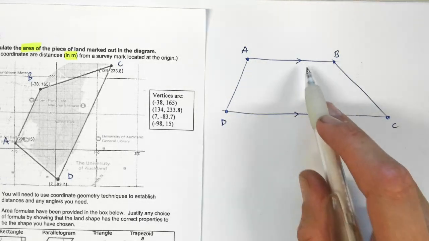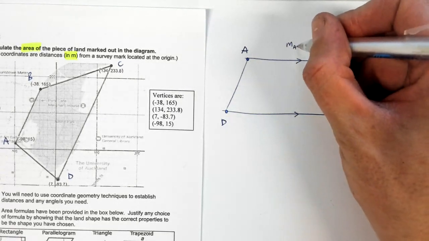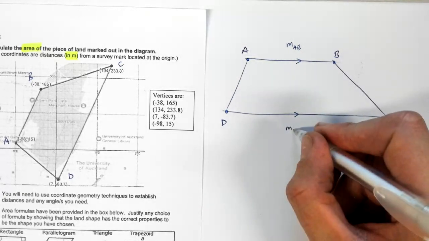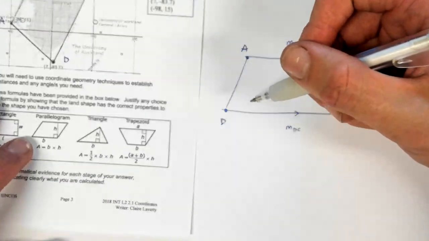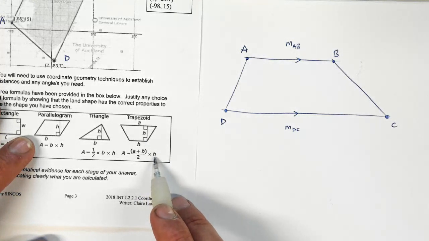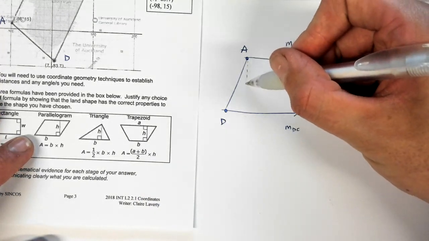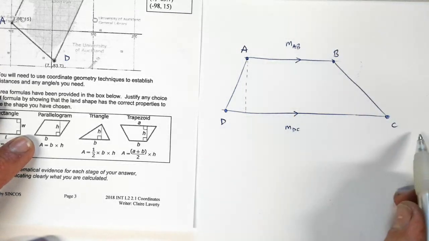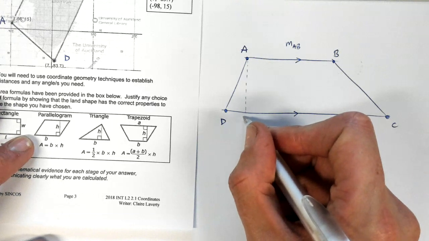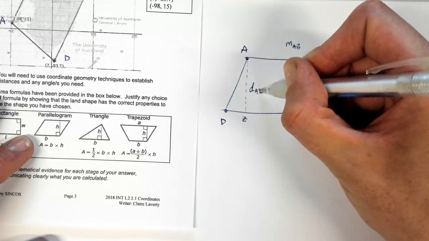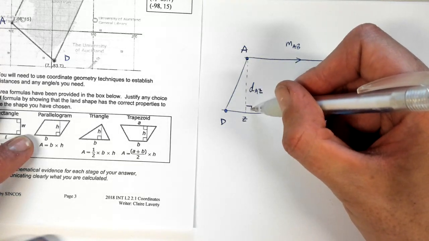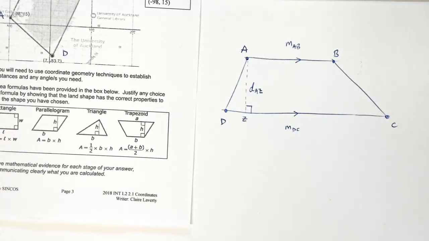If we do find out that these gradients are the same, so that the gradient from A to B is equal to the gradient from D to C, we're still going to have to find the height, if we look at the formula. So we're going to have to find a line that is perpendicular to DC in order to be able to find this distance. So we're going to have to find the distance from A to Z, given that AZ is perpendicular to DC. Notice how I'm sort of coming up with a strategy as to how I'm going to solve this problem.